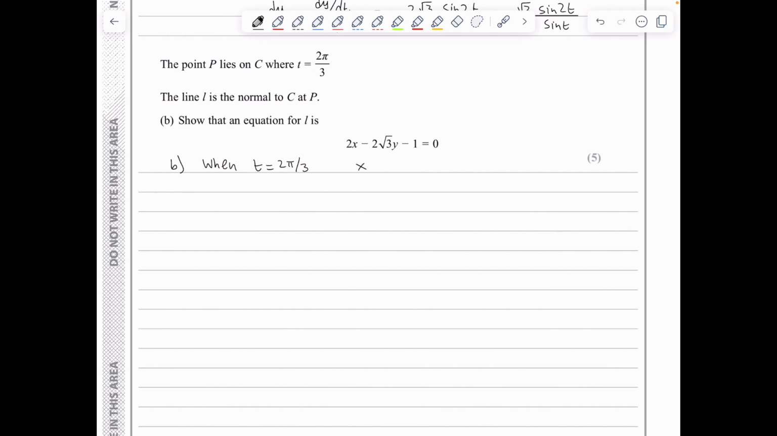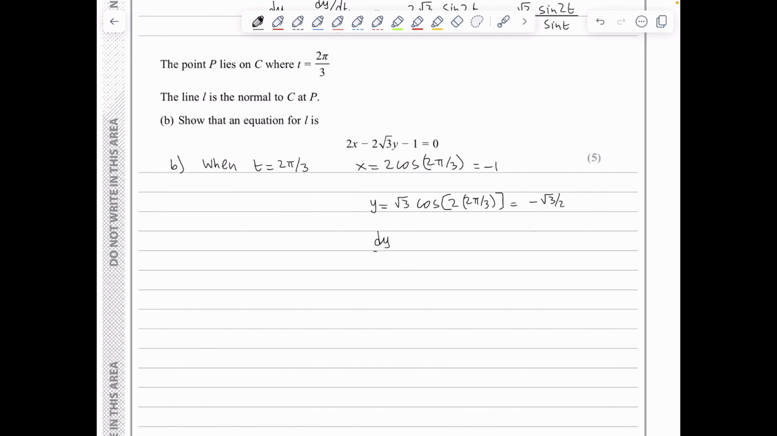So x is 2 cos of 2 pi over 3. I'm substituting t into the parametric for x. This gives an answer of negative 1. Y will be root 3 cos of 2 times 2 pi over 3. So this is giving an answer of minus root 3 over 2.